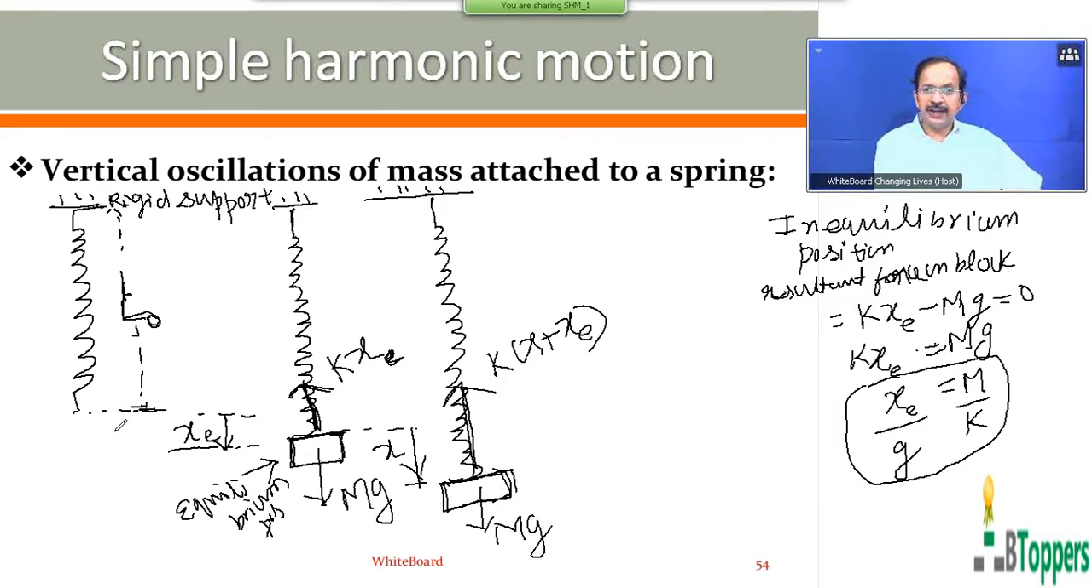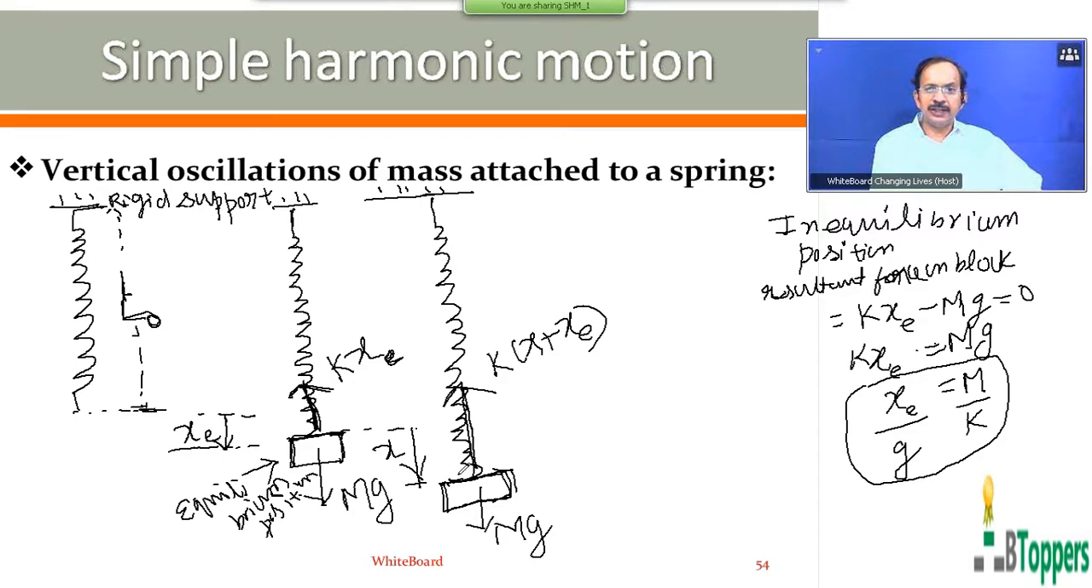So in the first figure on the left side, I have shown the spring with no mass attached to it, that is the spring with its natural length L0, and there is no elongation. In the second figure, I have shown the equilibrium position of the mass attached to the lower end of the vertical spring. Here xe represents the elongation of the spring when the suspended mass is in equilibrium. That means when the resultant force on the suspended mass is zero.